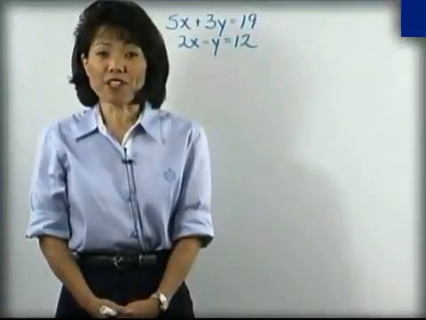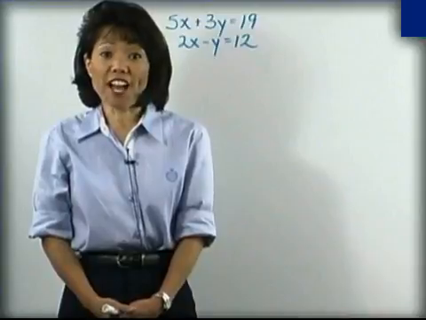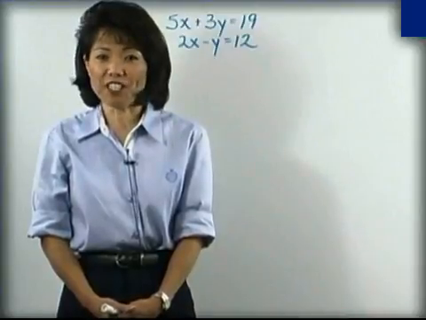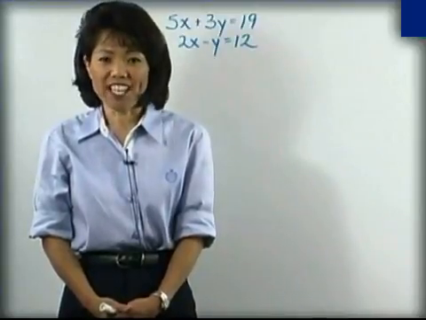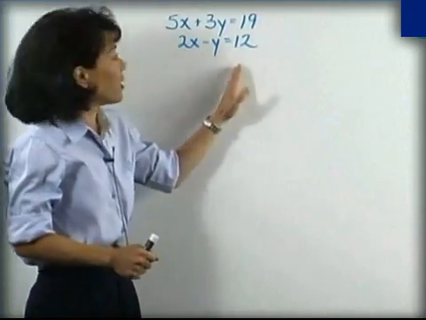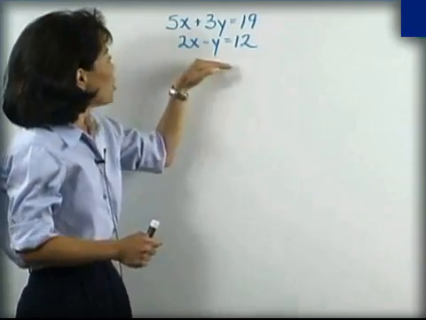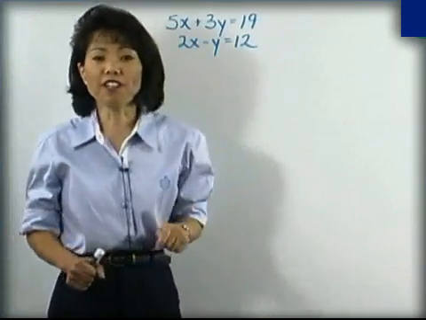In the first section, we solved systems of equations by the geometric method, or graphing. In this section, we're going to look at an algebraic approach. Let's look at our first system. We're going to solve this system here, 5x plus 3y equals 19, and 2x minus y equals 12.